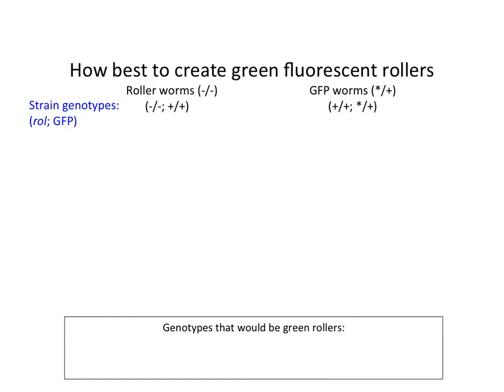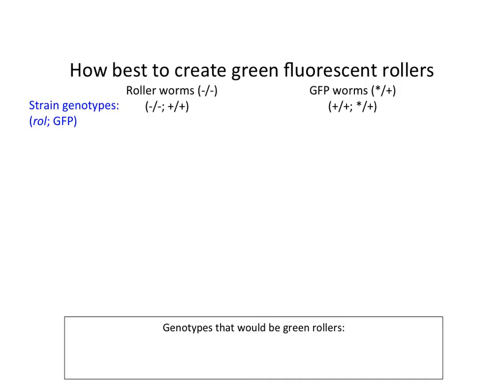So in the end, what's the best way to make a green fluorescent roller? We can even do this without drawing a Punnett square, I bet. I saw a lot of different suggestions from everybody about how to go about doing this. Some of you said you cross the two strains together, these two at the top.